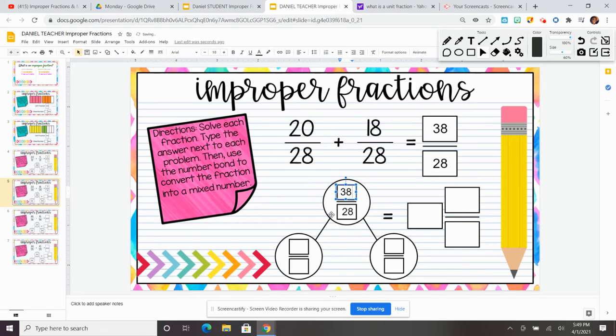All right, so in order to make a whole, I'll look at my denominator. My denominator is 28, and so I have to make that match my numerator. 28 makes one whole. So now I have to think, 28 plus what is going to give me 38? Well, I should be able to do this in my head. 38 minus 28 will give me 10. All right, so just in case, I'll let you guys see this. 38 minus 28.